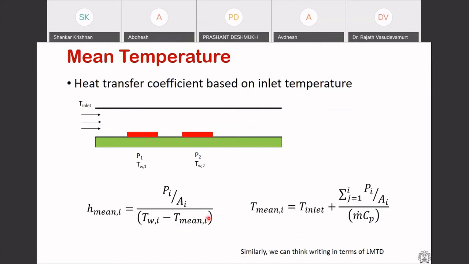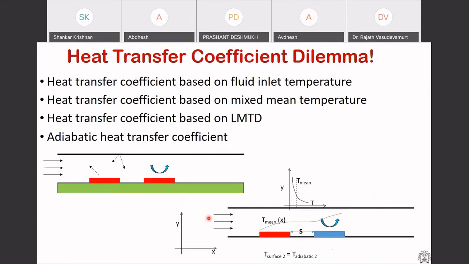You can do a similar thing for LMTD, that is log mean temperature. So what this really tells us is that we need a descriptor or a reference temperature that is invariant, and that is where the concept of adiabatic heat transfer coefficient and adiabatic temperature comes. As I just described to you, when there is flow over a heat source of this type, there is a heat source here and a second heat source here.